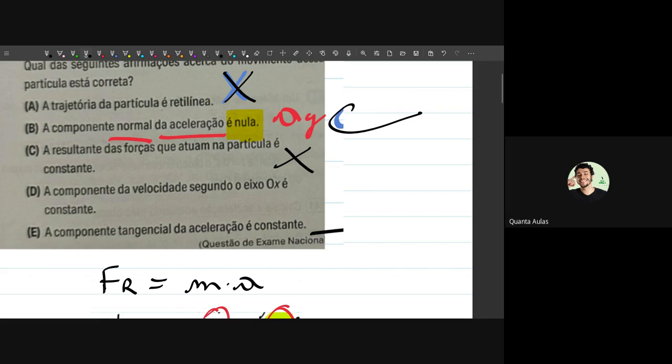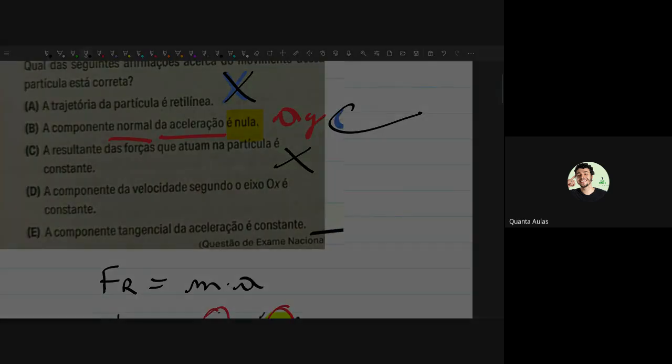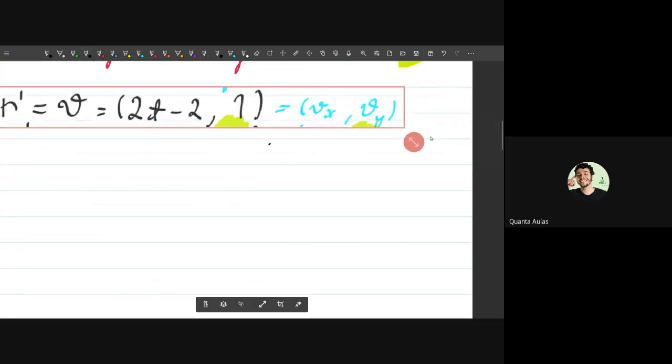Let me see the D. The velocity component in the x-axis is constant. We need to look at the velocity equation on the other board. I will send the board now to you. You can see this on your WhatsApp too. But I will put it here. Just a second. We have the equation here. So let me see the equation.